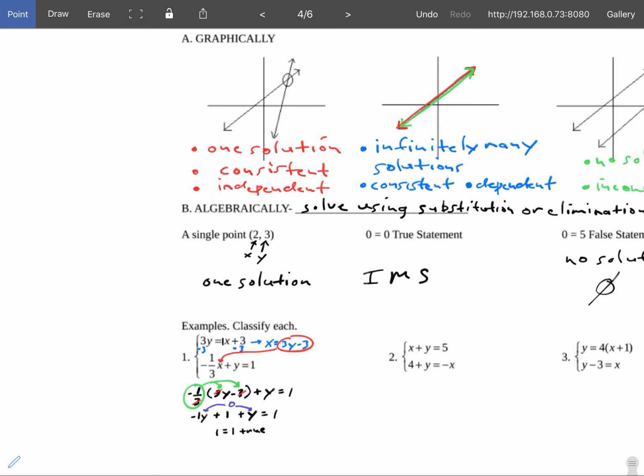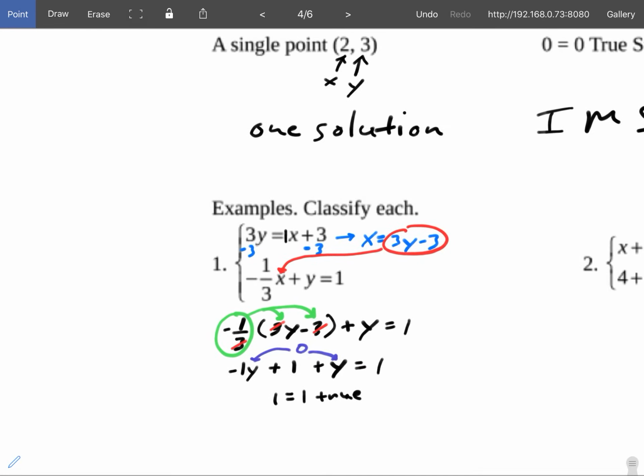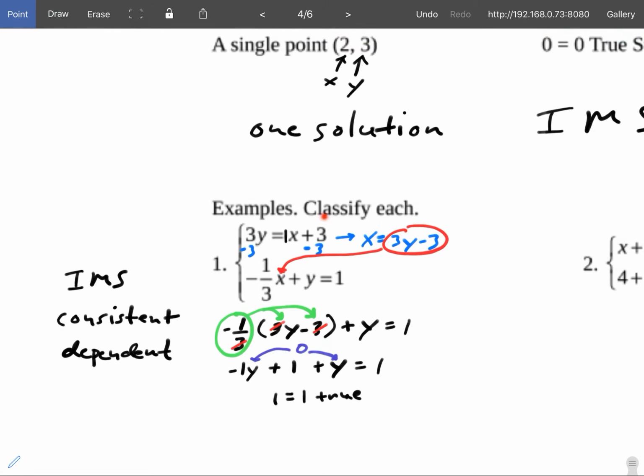Now, I don't have a lot of room to write on there, so let me write it over here to the side. So on number 1, we're going to know that there is infinitely many solutions. And then we're going to write that that is consistent. Why did I put a D on the end of that? Consistent. And I started writing the next word. It's dependent. So that's what they mean by classify. That's what they want you to write.